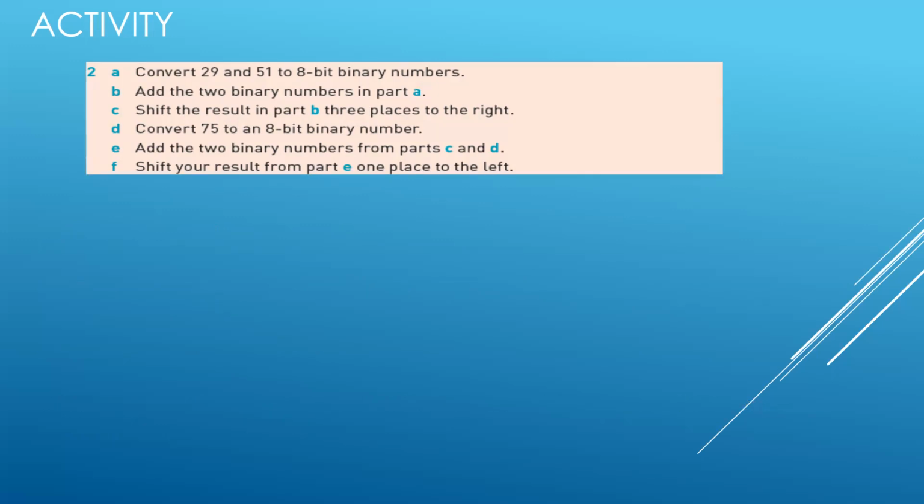And shift the result in B 3 places to the right. Then part D is convert 75 to an 8-bit binary number. Now you have to add the answers from parts C and D. And then the answer you have obtained in E will be shifted 1 place to the left. Come on, your time starts now. We will discuss the answers when all of us are done with the question.